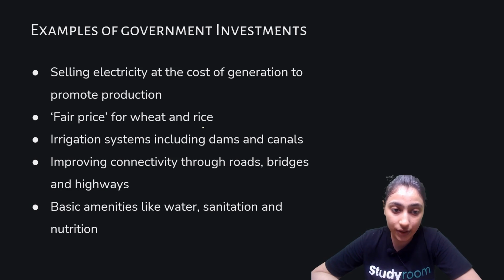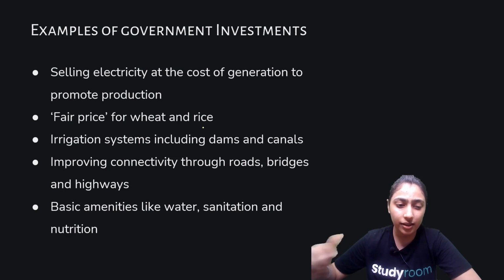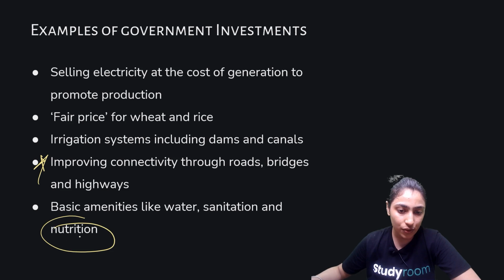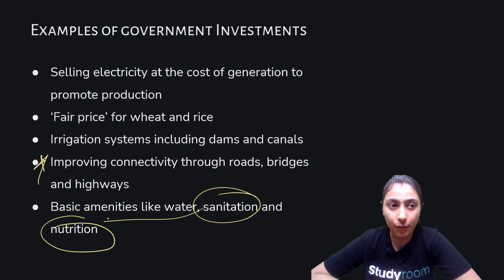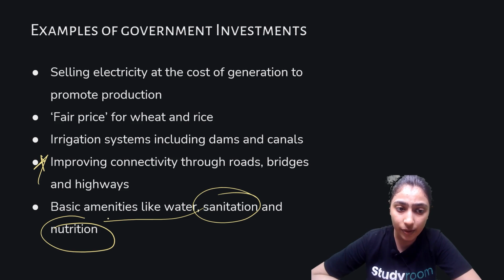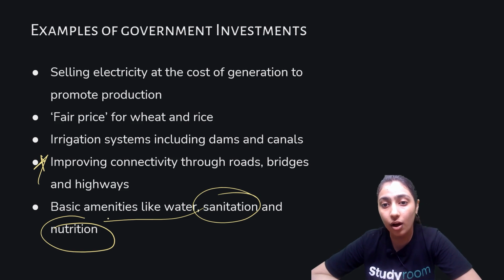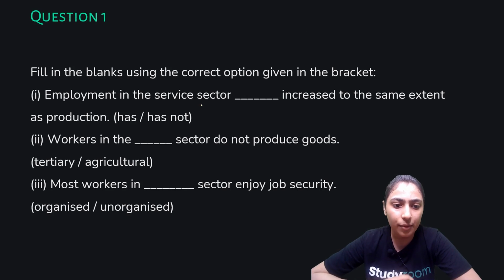Now moving forward, irrigation systems including dams and canals, improving connectivity through roads, bridges and highways. I think this is a very important point when it comes to development, where government should invest. Basic amenities like water, sanitation and nutrition. I personally think that the nutrition point and the sanitation point should be ones where the government invests in village areas. Also, I think education should be the main priority, because if people are educated, then they'll be able to get more jobs, walk out of that village area and get themselves a better life. So if this type of question comes, then you can definitely put it up as a point.